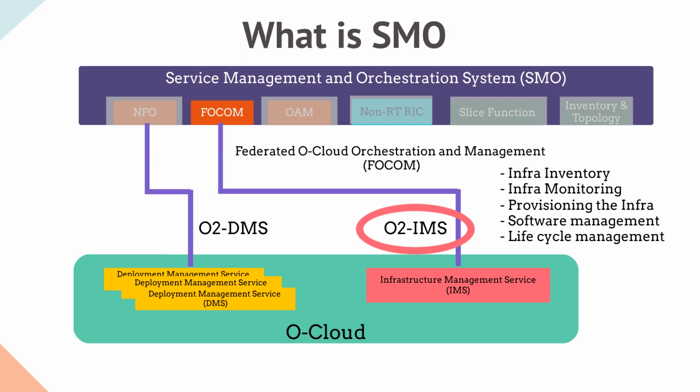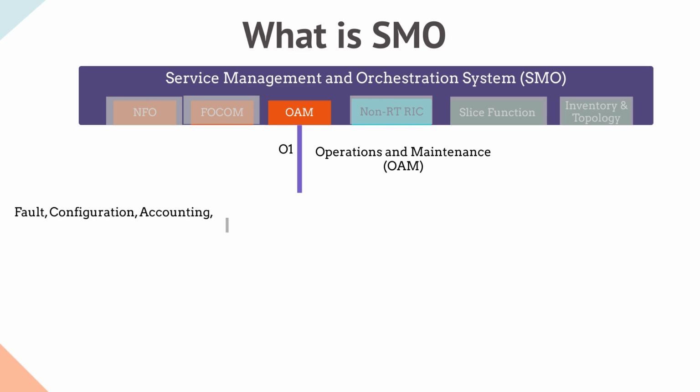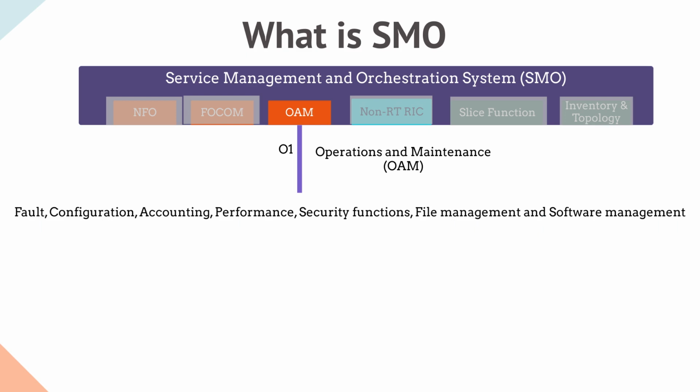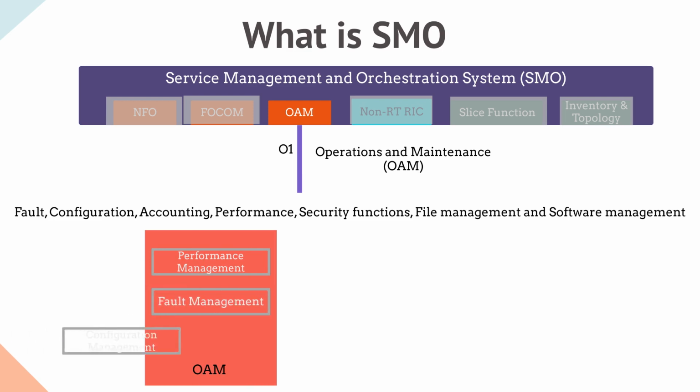Let's discuss the next component of SMO, which is OAM. OAM here stands for Operations and Maintenance, and this is responsible for FCAPS management of O-RAN managed entities. The O1 OAM interface includes implementation of fault, configuration, accounting, performance, security functions, file management and software management functions for O-RAN network functions. OAM has majorly three components, which are performance management, fault management, configuration management.